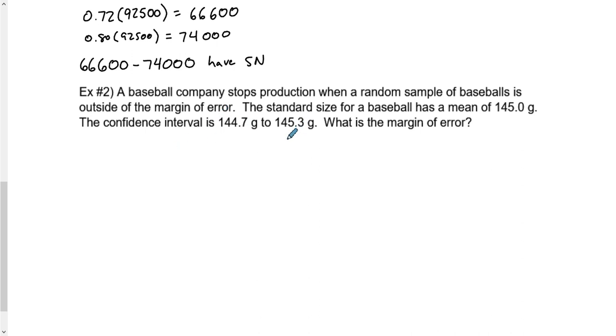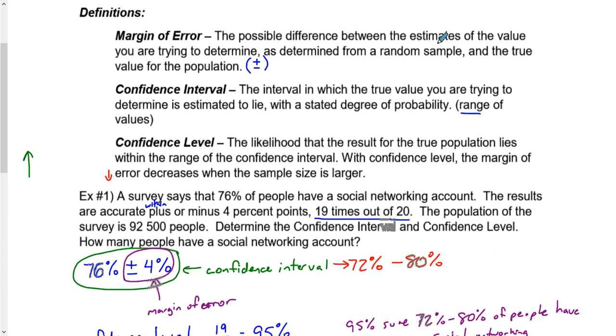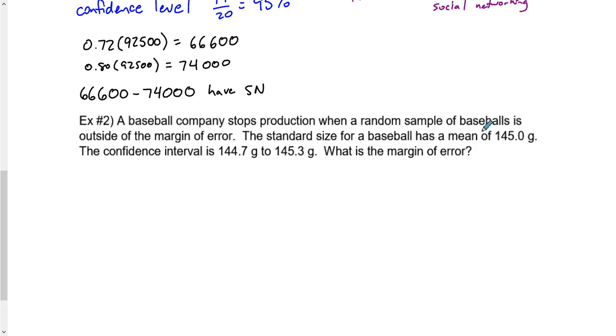Well, the quick bit of understanding is, if our average should be around 145, the minimum is 144.7, and the maximum is 145.3. The margin of error is the difference between the estimate of the value you're trying to find compared to the true value. So we want our average to be 145. At the same time, the value could be between 144.7 and 145.3. What is that difference?